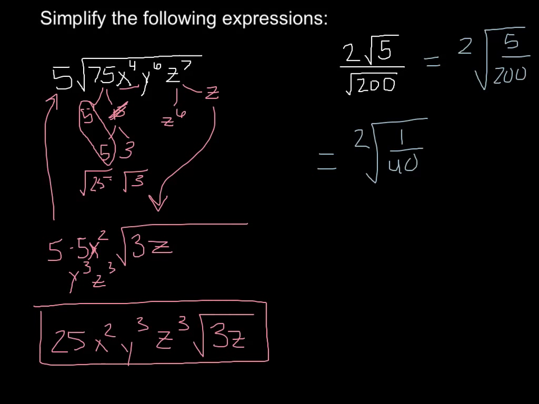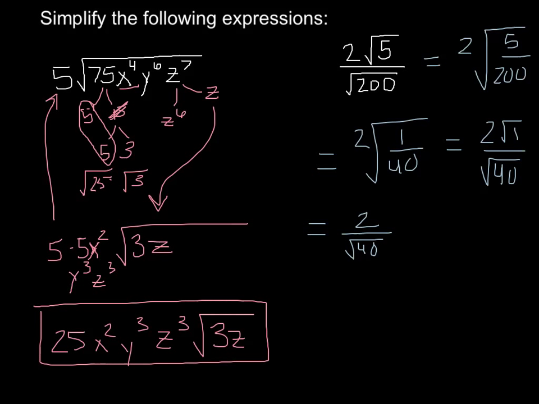I got 1 over 40 because if you divide the top and bottom of your fraction by 5, you get 1 over 40. Now, 1 over 40, remember our fraction rule, we can actually split this back apart if we want to. And we end up getting 2 times the square root of 1 over the square root of 40. Well, we already know the square root of 1 is just 1. So 2 times 1 will just give us 2 in the numerator. 2 over square root 40.